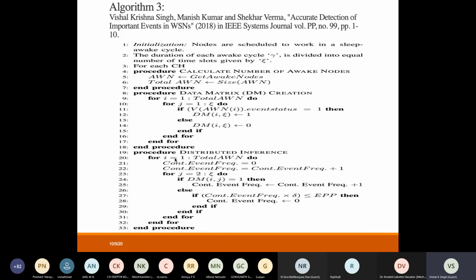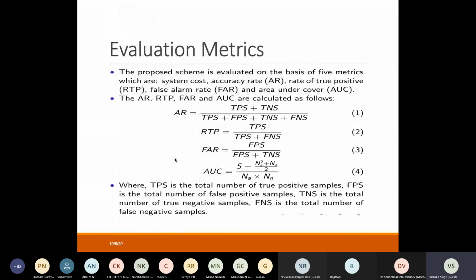This allows not only reduced transmission, but evenly distributed load. So this helped us achieve not only improved lifetime, not only accurate detection, but also improved load distribution. Now, this paper was published by us in 2018 in IEEE System Journal.